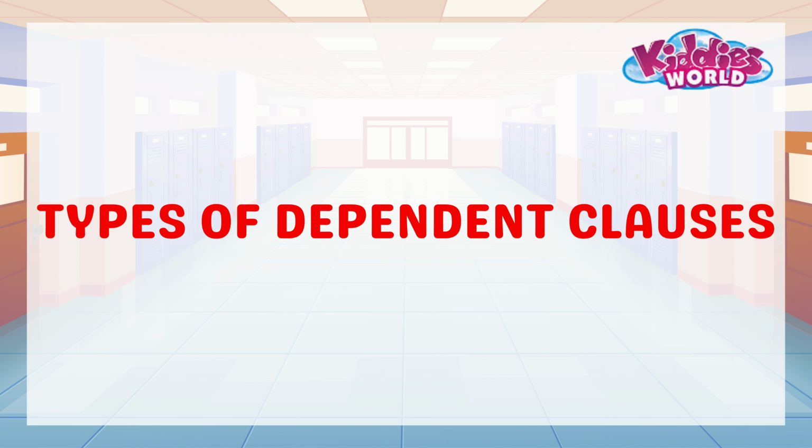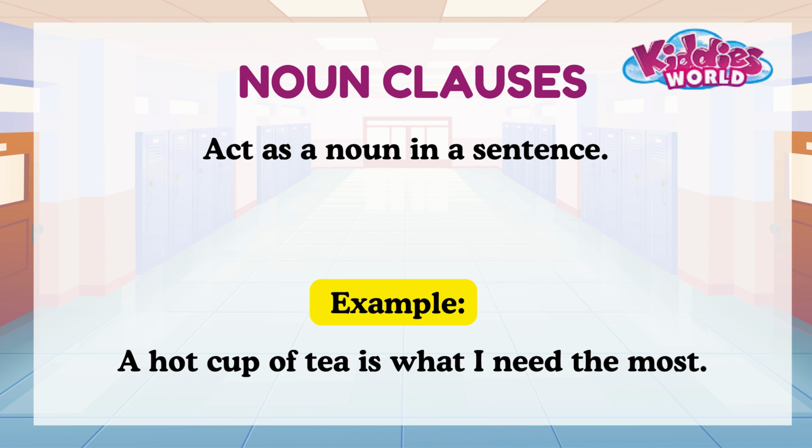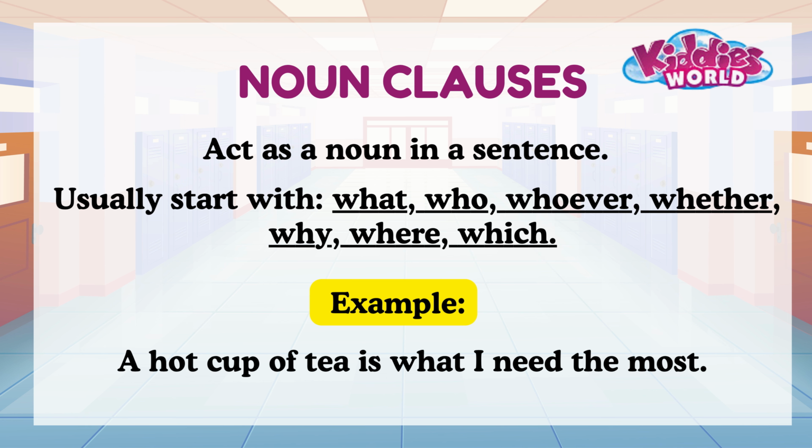Types of dependent clauses. Noun clauses. Act as a noun in a sentence. Usually start with what, who, whoever, whether, why, where, which. Check the examples.